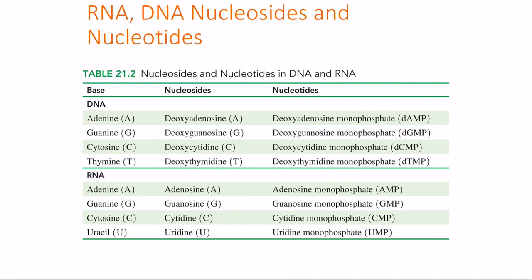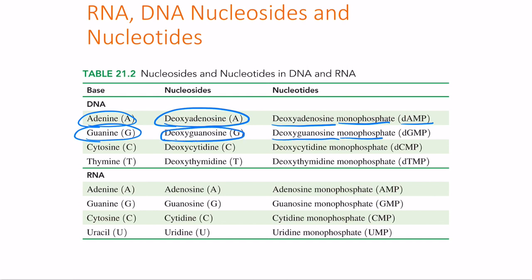So if the base is adenine, the nucleoside is deoxyadenosine for DNA, and the nucleotide is deoxyadenosine monophosphate. So we write it as dAMP. So the d here represents that it is for the DNA. If it is guanine, you get deoxyguanosine. The nucleotide is deoxyguanosine monophosphate. So this way you also get the same for C and T. In RNA, the only difference is that there is no d, everything else is the same. But we do not have thymine; in place of thymine, we have uracil. Uracil becomes uridine, and uridine monophosphate will be there.